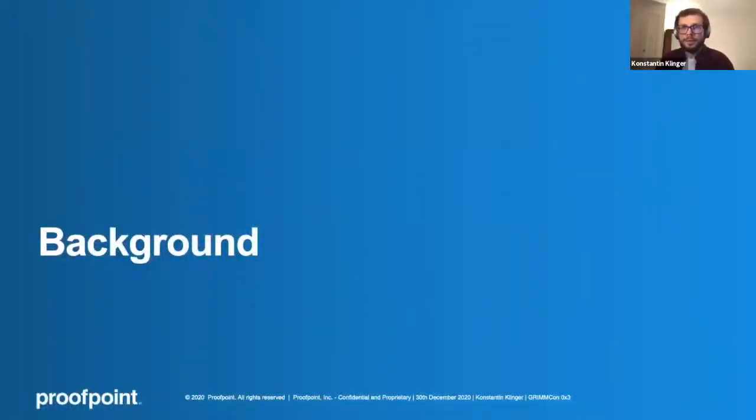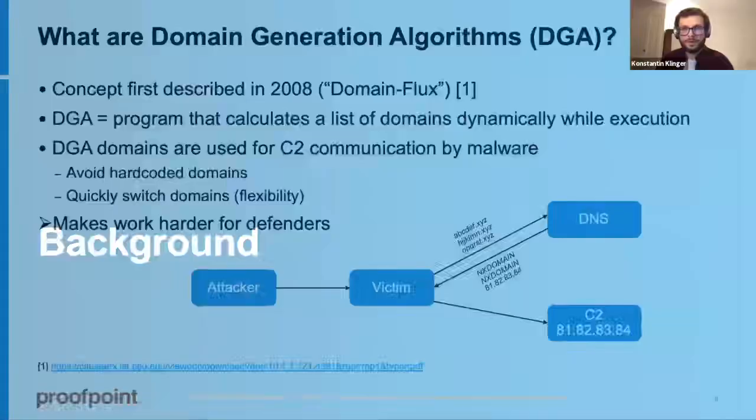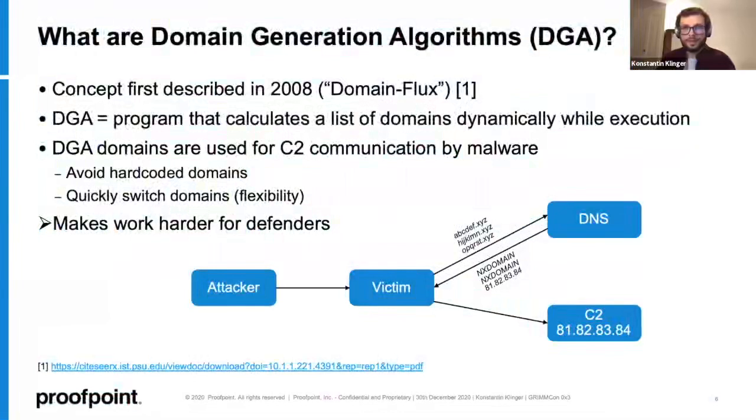Before I can go into detail about the signature, I will have to introduce you into some background knowledge. So we will answer the question, what are domain generation algorithms at first? A domain generation algorithm, short-term DGA, is a program that calculates a list of domains dynamically while being executed. Those domains are used for command and control communication by the malware. Many DGA algorithms use time as an input parameter. So depending on the current date, the calculated DGA domain is different every day.